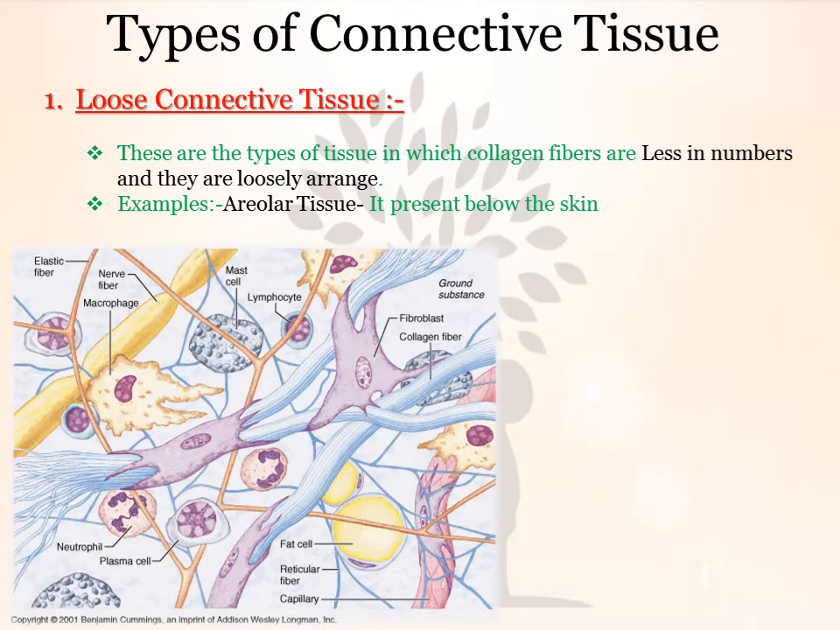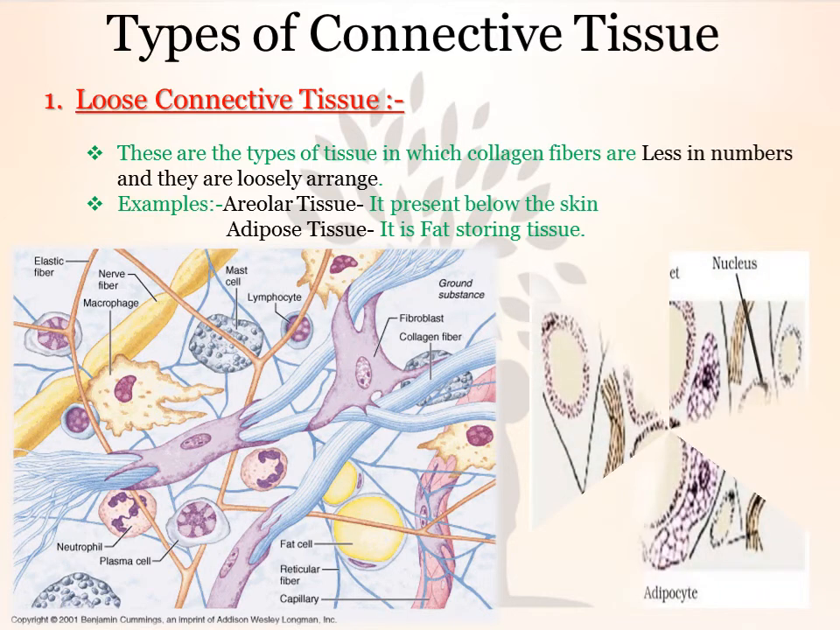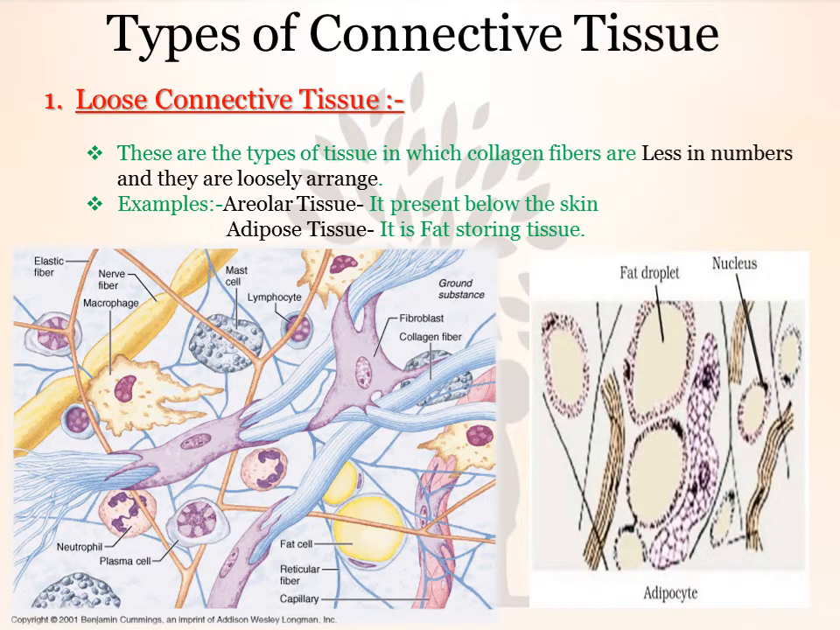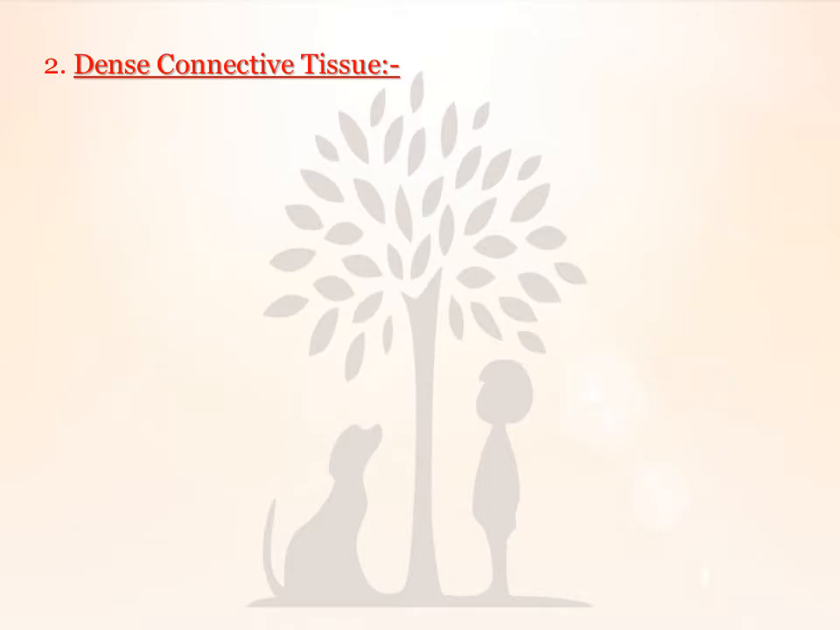Another example of loose connective tissue is adipose tissue. Adipose tissue is fat storing tissue, or it is also known as fat tissue. This is the diagram. In the center there is the storing of fat, and in the surrounding layer there is the presence of nucleus.